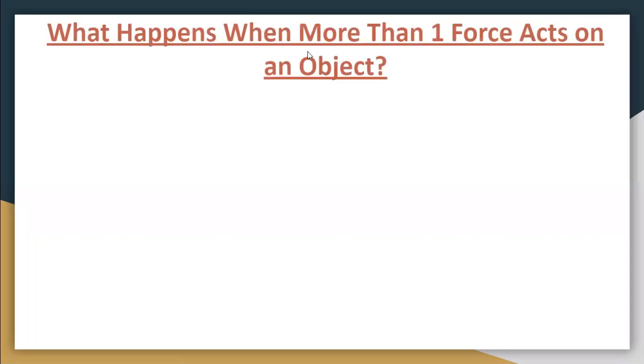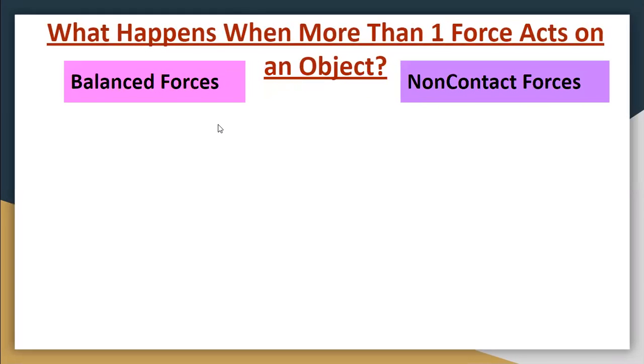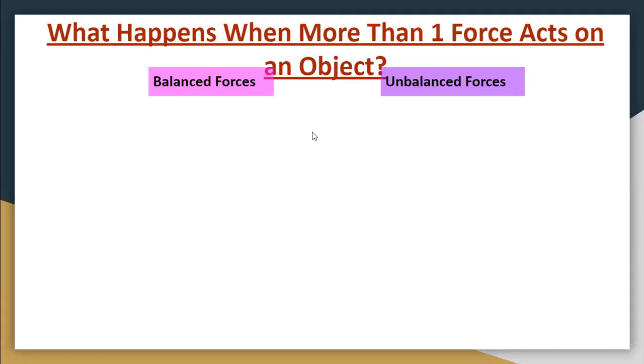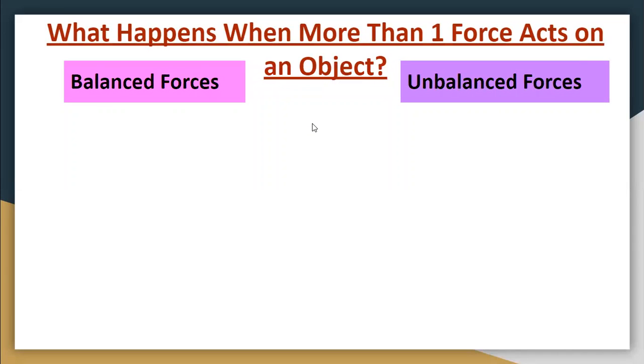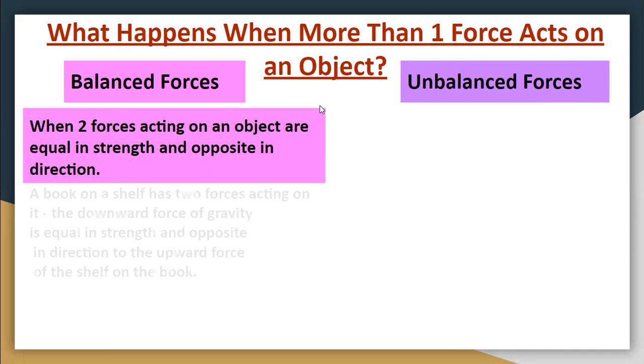What happens when more than one force acts on an object? Let's think about that a little bit. You have two types of forces, balanced forces and unbalanced forces. Let me fix that on the slide. So balanced forces and unbalanced forces. Balanced forces are when two forces acting on an object are equal in strength and opposite in direction.